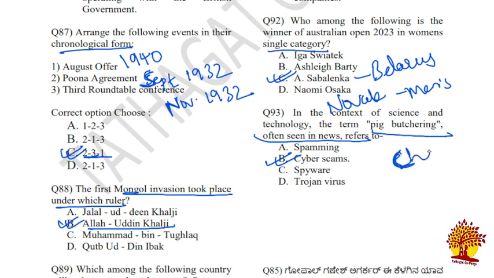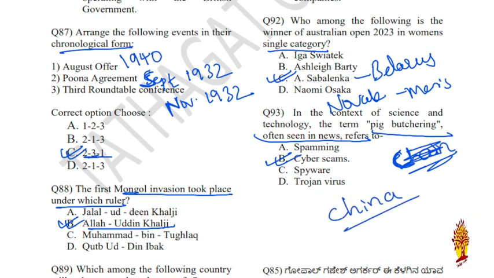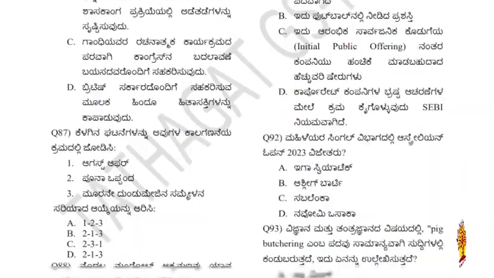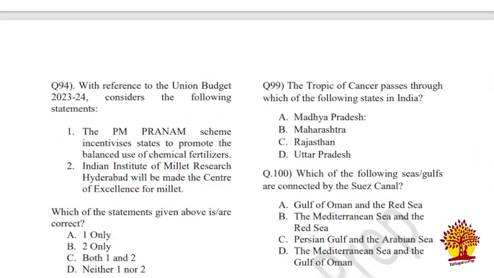Recently in China, this financial scam took place, where in Chinese phrase it is known as Saz Hu Pan, literally meaning pig butchering. Next one, 94th.